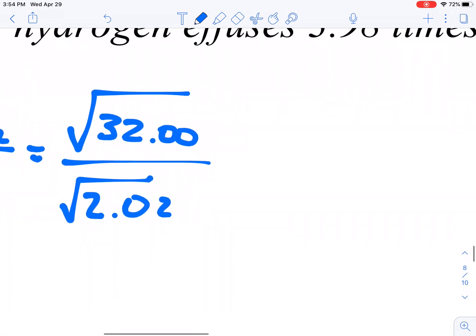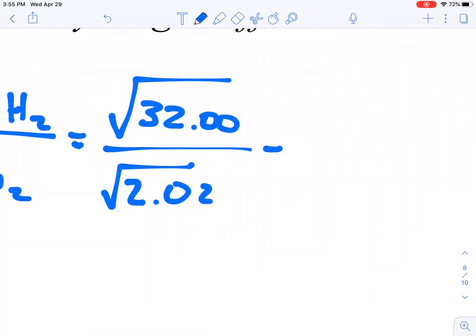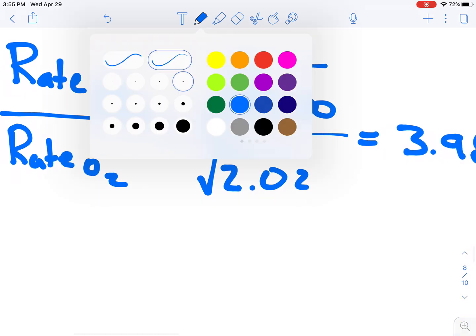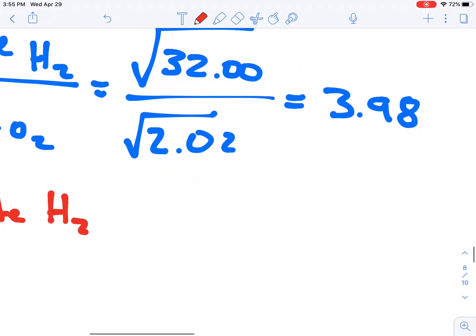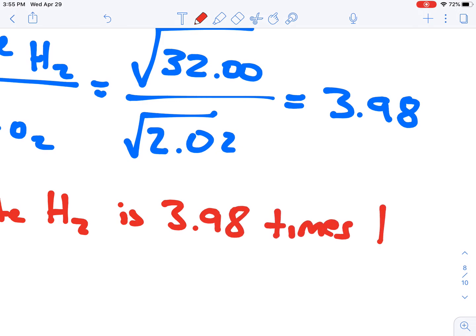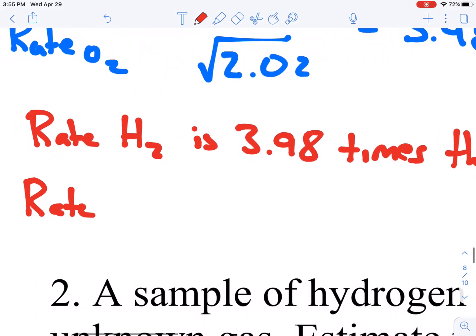So you do the math there, and you will get that the rate of hydrogen over the rate of oxygen is equal to 3.98. Another way to read that is to say that the rate of effusion of hydrogen is 3.98 times the rate of effusion of oxygen.